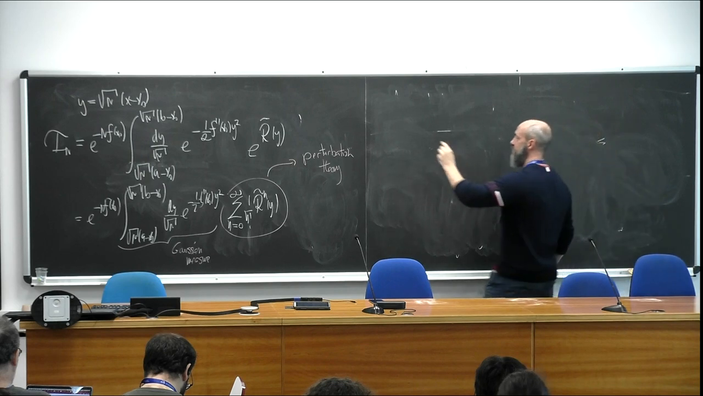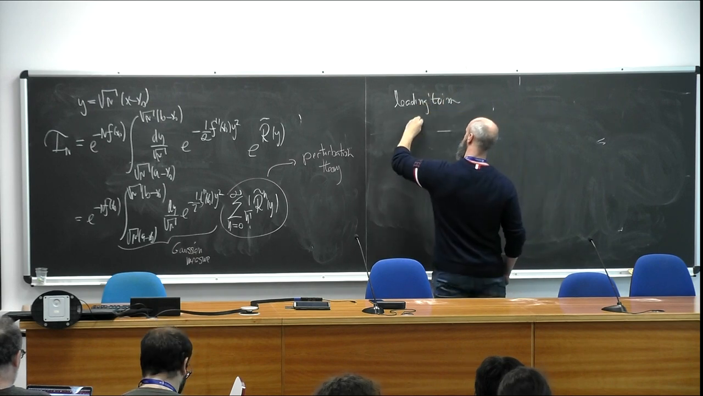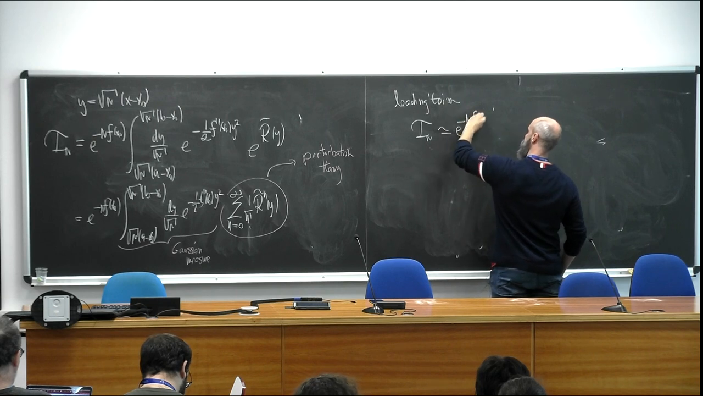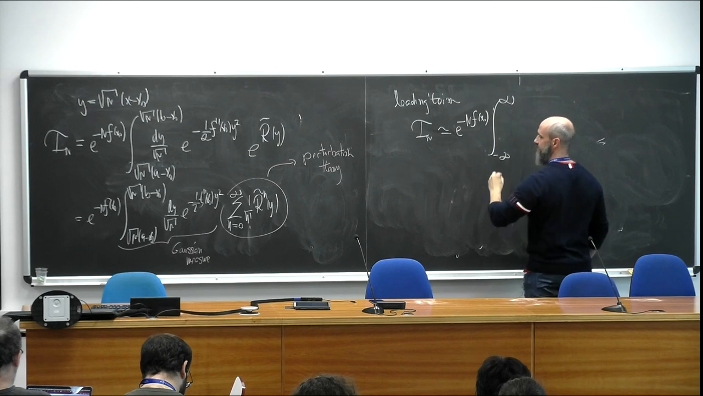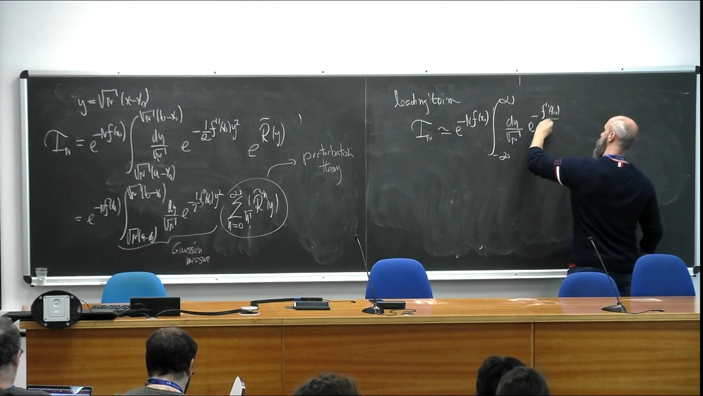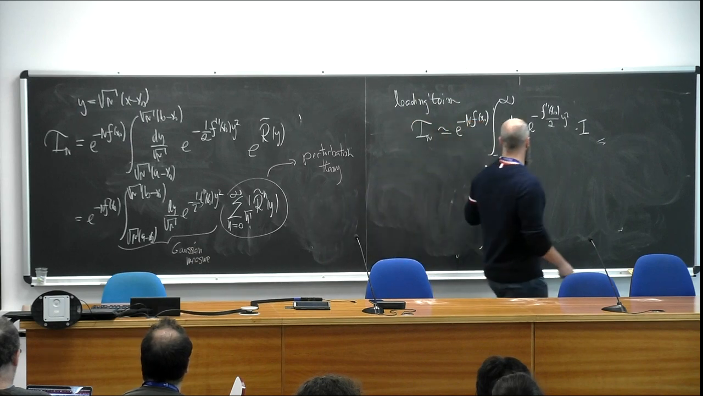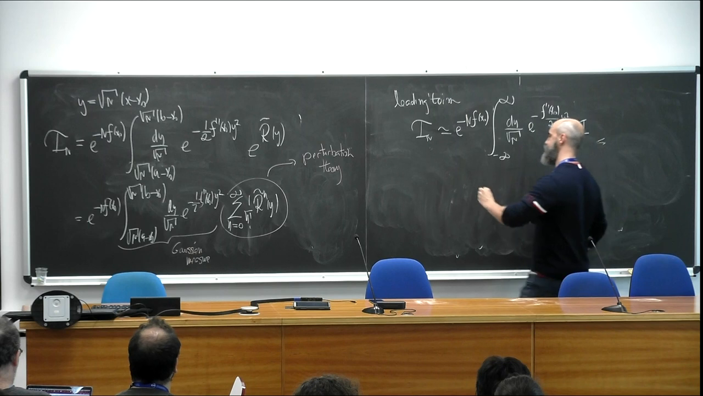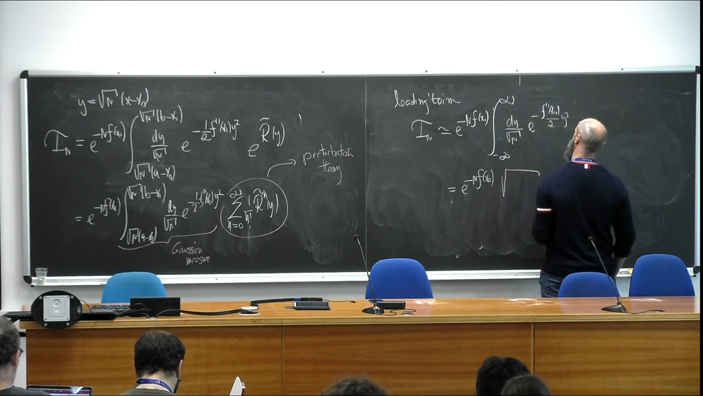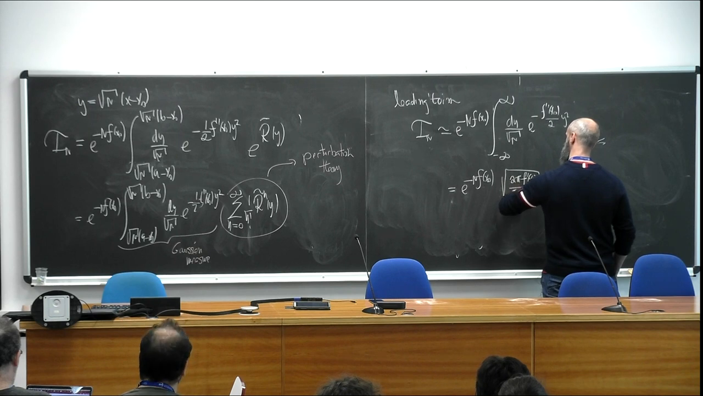So that means that the leading contribution, the one we are interested in, the leading term, would be the following one. It would be the exponential of minus n f of x zero, and then the integral from minus infinity to infinity, dy over square root of n, exponential of minus second derivative divided by 2 y squared times 1, okay? You take the zero term in this part. And this is a Gaussian integral, right? So therefore, this is equal to the exponential of minus n f of x zero, times the square root of 2 pi divided by n times the second derivative of f at x zero.